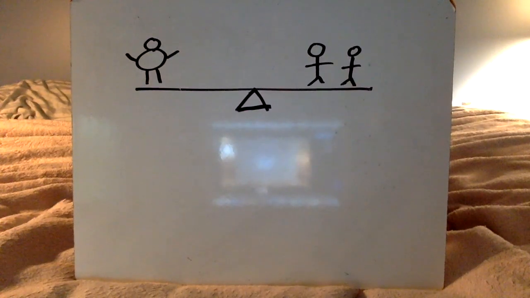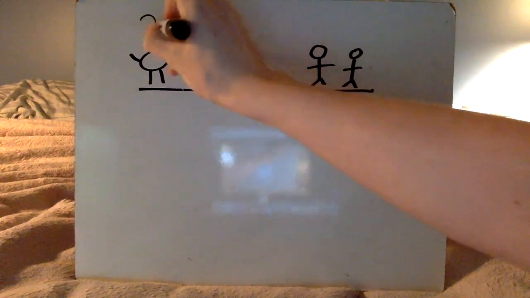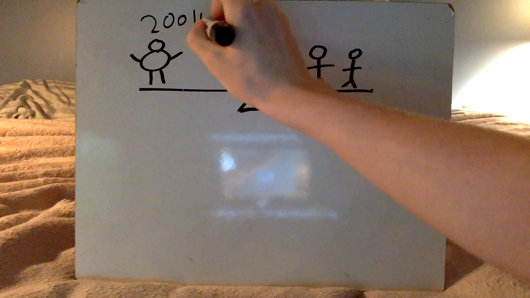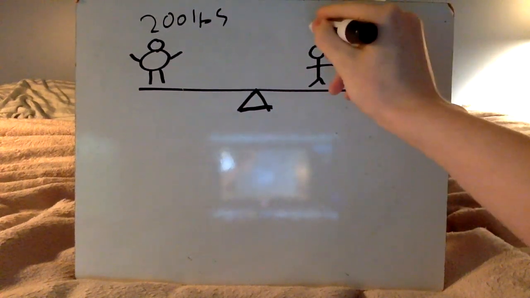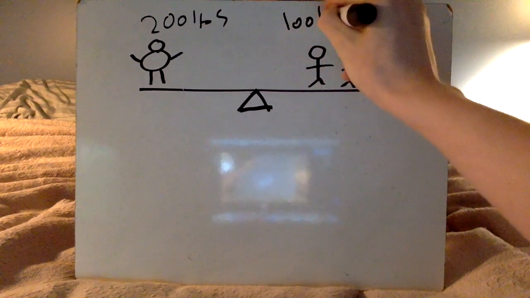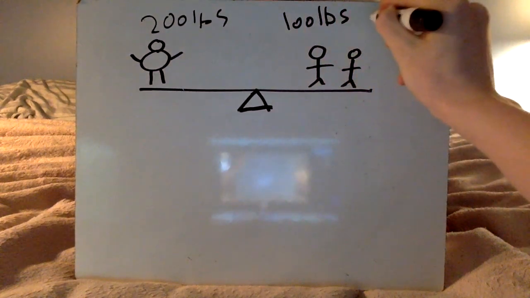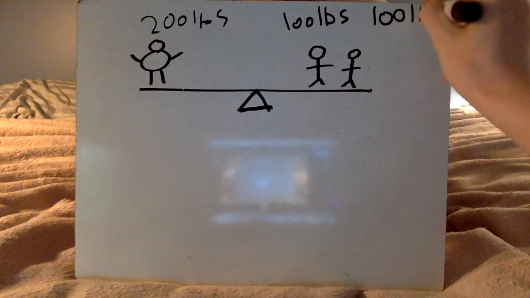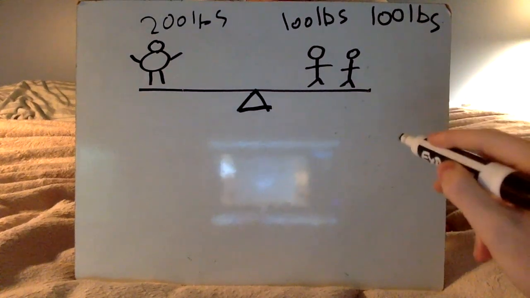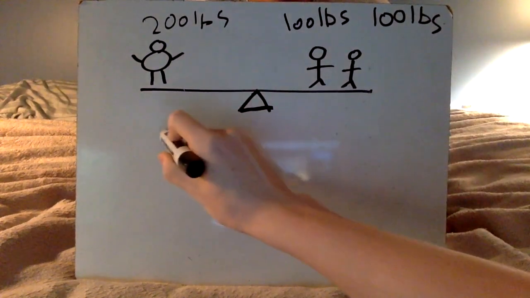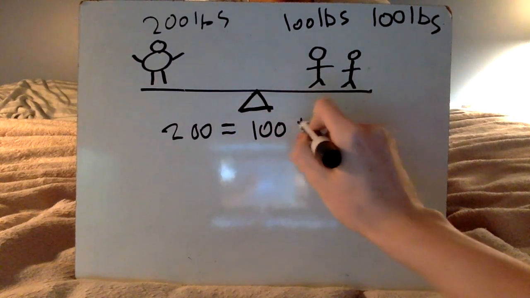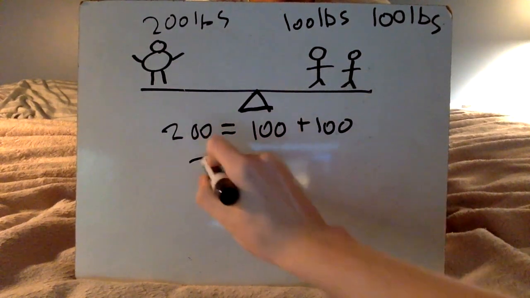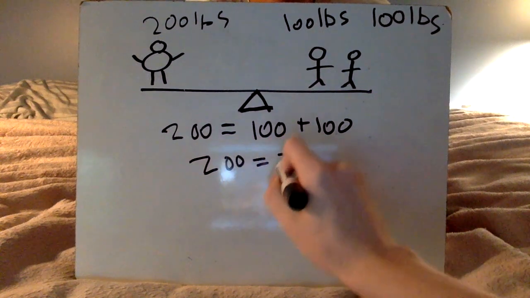As you can see, this is a seesaw. On the left, we have Jim. Jim weighs 200 pounds. On the right side, we have Jack and Jim. Jack weighs 100 pounds, and Jim also weighs 100 pounds. This seesaw is balanced because 200 equals 100 plus 100, or 200 equals 200.